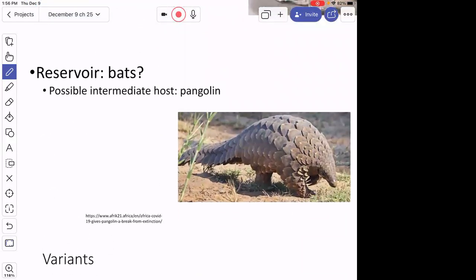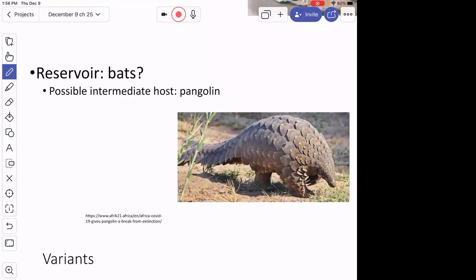So the reservoir, I'm not going to spend a lot of time on this, but I thought this was interesting. We think maybe it's bats. We haven't really made much progress on figuring that out because the sequences, the evidence that should be there in bats, and there's a lot of different bat species, we have not found.